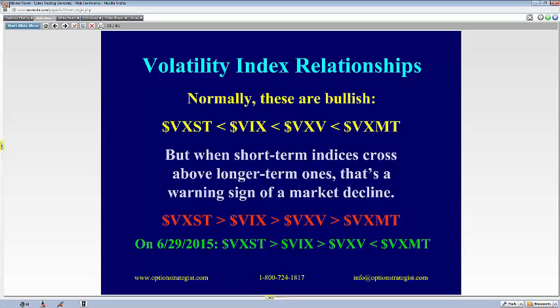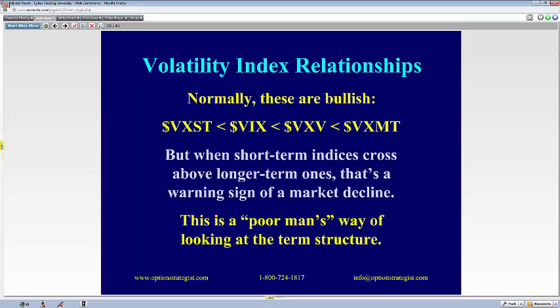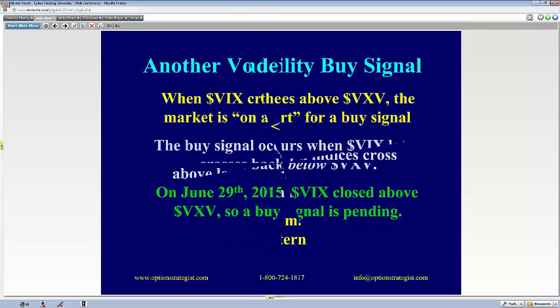But what's happened yesterday was this. VXST rose above VIX, and that rose above VXV. It did not get higher than the 180 day, but it's close. So then just one day, this term structure, if you want to call it that, almost completely inverted. And while it's in the inverted state, that's bearish. So I call this a poor man's way of looking at the term structure because the term structure is really a VIX thing, but a VIX futures thing that we'll talk about a little bit later.